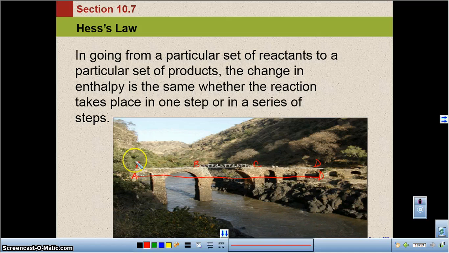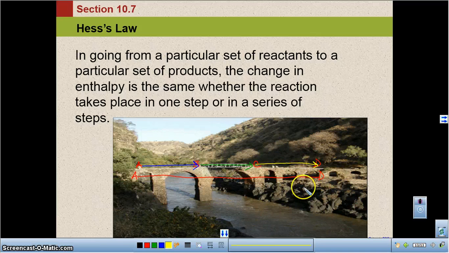Okay, so Hess's Law says I can figure this out without doing it if I already know some other information. So if I know the amount of energy that it takes to walk the distance from point A to point B, and I happen to know the energy that it takes to go from point B to point C, and I know how much energy it takes to go the distance from point C to point D, I can add all three of those up and come up with the total.